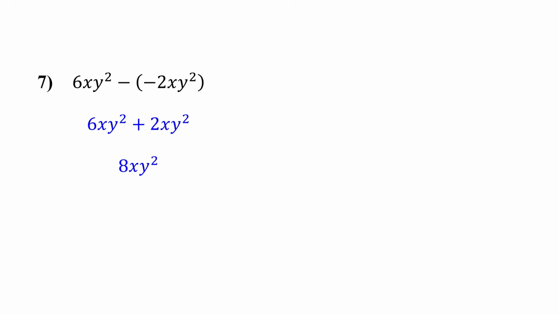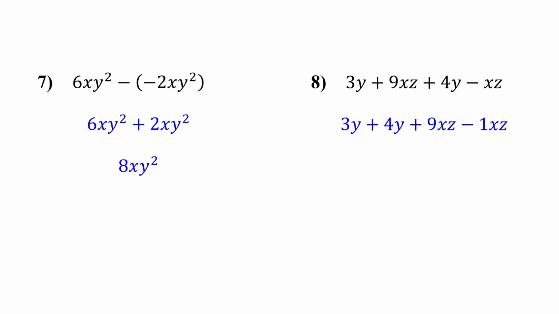Pretty straightforward, right? What if we have more than one pair of like terms? In this case, first group each set of like terms together. Here, 3y and 4y are like terms. 9xz and negative xz are also like terms. Remember, negative xz is the same as negative 1xz. Now combine each group. For the y terms, 3 plus 4 is 7, so we get 7y. For the xz terms, 9 minus 1 is 8, so we get 8xz. 7y and 8xz are not like terms, so we cannot simplify any further. So this is the final answer.